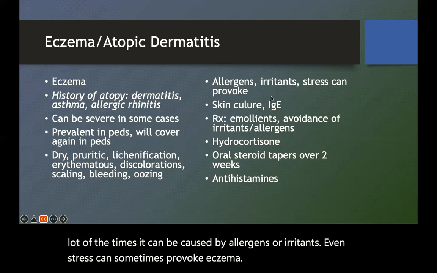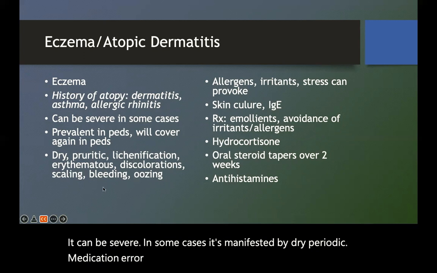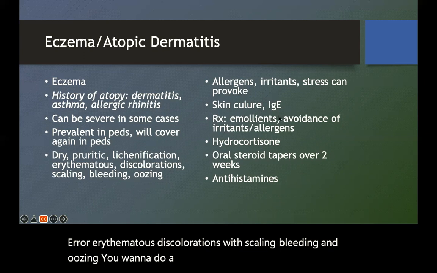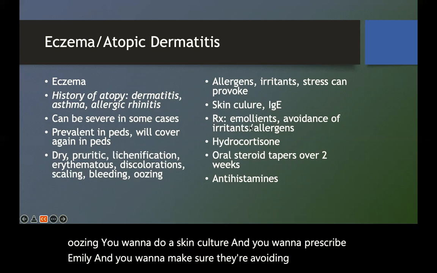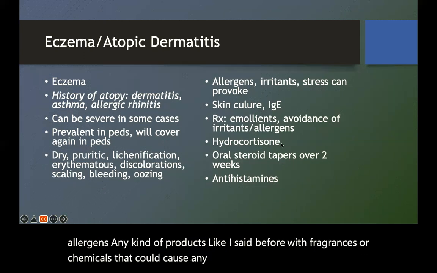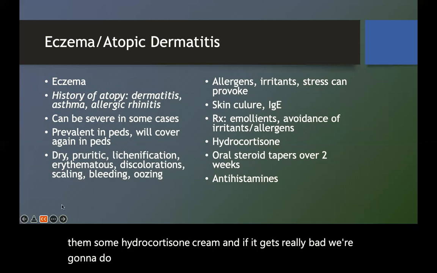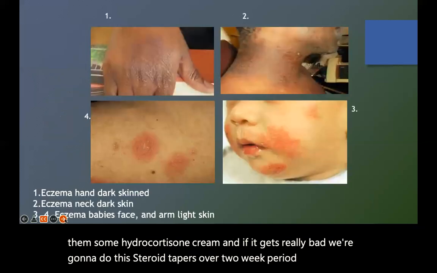It can be severe in some cases. It's manifested by dry, pruritic lichenification, erythematous discolorations with scaling, bleeding, and oozing. You want to do a skin culture, and you want to prescribe emollients, and make sure they're avoiding any irritants or allergens, any kind of products, like I said before, with fragrances or chemicals that could cause any further irritation. We want to give them some hydrocortisone cream, and if it gets really bad, we're going to do steroid tapers over a 2-week period, as well as antihistamines.